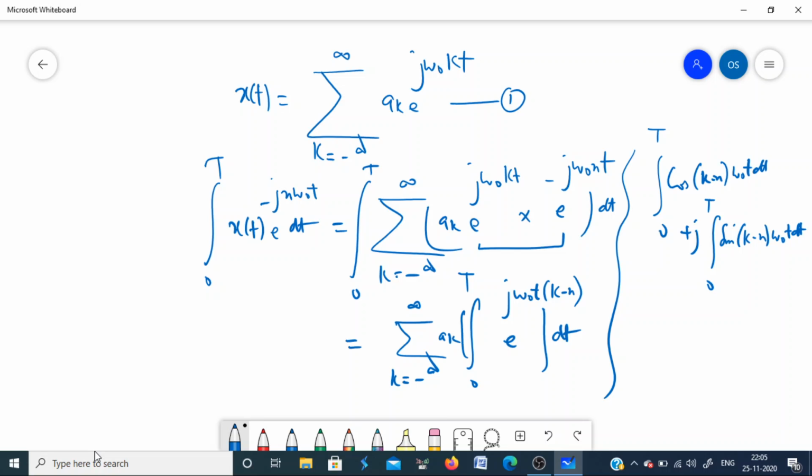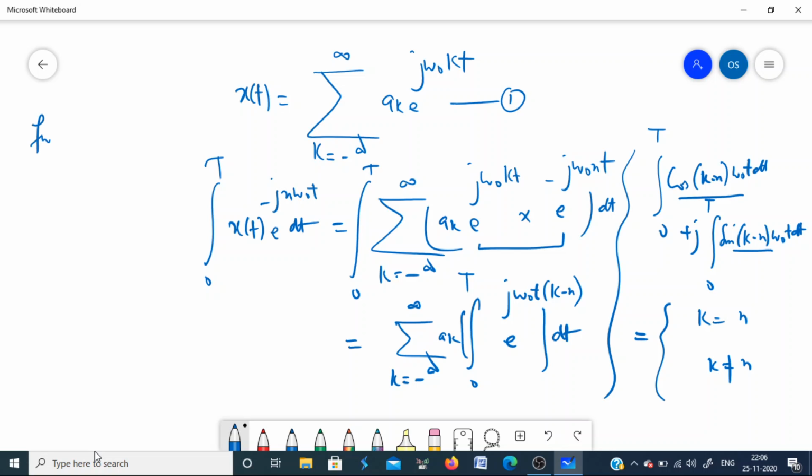Okay, and what will be this integral? See, if I take two cases: one case when k is equal to n, and one case when k is not equal to n. When k is equal to n, it is sine 0, which is 0. This part becomes 0, and this will become cos 0, that is 1. You will just get your dt, integration of dt.